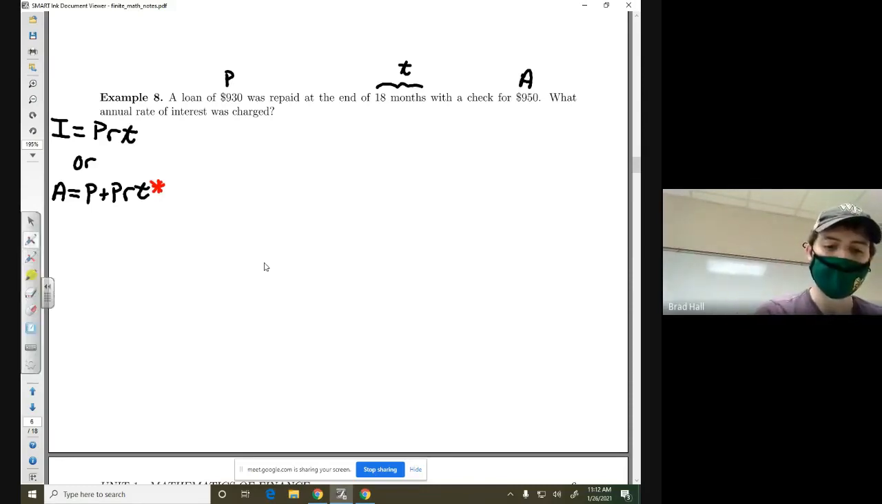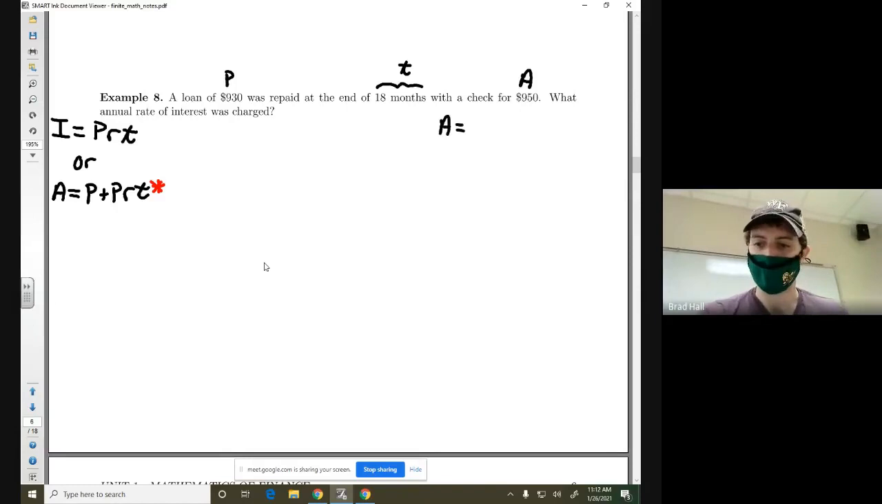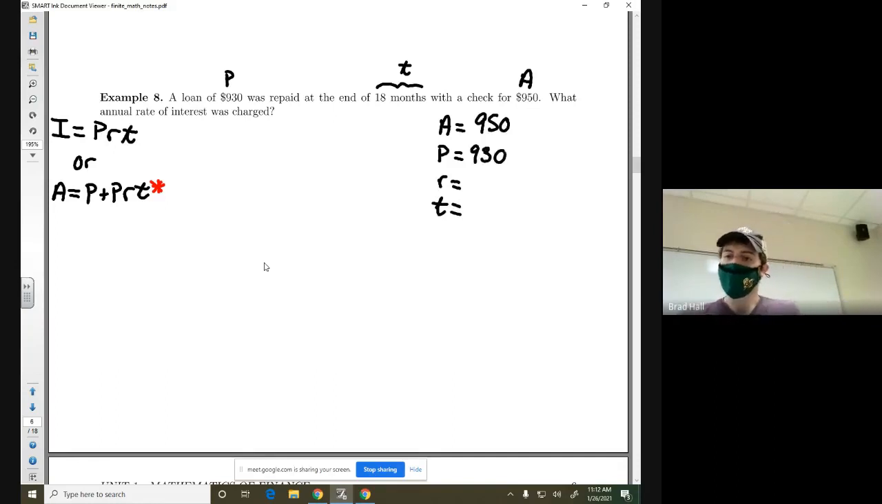That tells us which variables we should expect: there's an A, a P, an R, and a T. We already figured out some of these. 950 is the final, 930 is the original, and the time is 18 months. But if you remember from the last class, we don't want to use the quantity of months. This formula needs to utilize years. So how do we convert 18 months to years? Just divide by 12, because there's 12 months in a year. That's it.